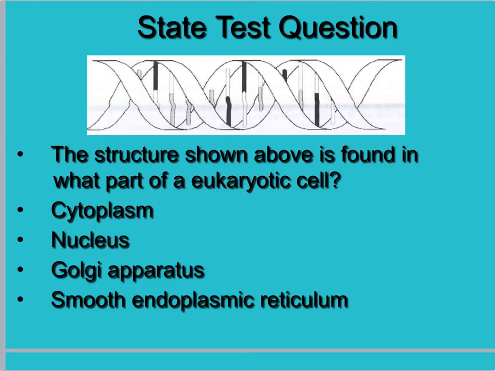The structure shown above is found in what part of a eukaryotic cell? Hopefully you recalled from the biomolecules unit that this is a double helix, and so it is DNA. And in a eukaryotic cell, hopefully you recall that DNA is located in the nucleus.